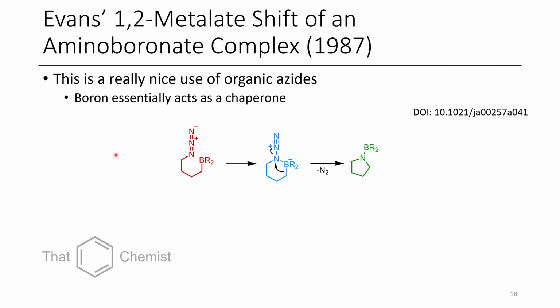Now, Dave Evans reported quite a cool reaction earlier on, and so in this one paper, what he does is he treats alkene-containing azides with boranes, which undergo hydroboration, but then the boron is able to form a complex with the azide and displace nitrogen as a leaving group, and then through a 1,2 shift, you form a pyrrolidine.